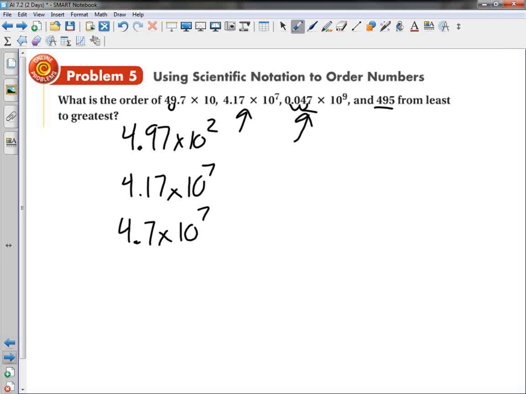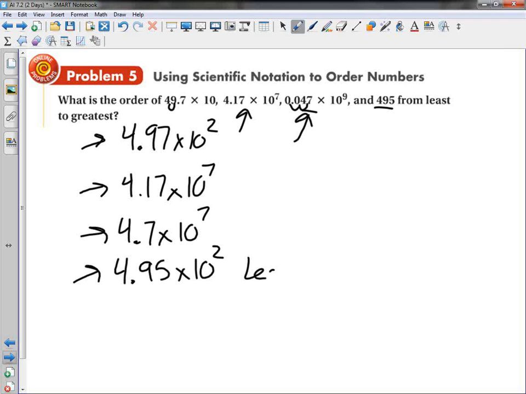And last is 495 in scientific notation. Well, that's going to be 4.95 times 10 to the second power. We moved the decimal place twice. So kind of a similar situation happens here because the top and the bottom both have a 2 as my exponent, and the middle two both have a 7 as exponent. So we just need to order them based on a values after that. Well, it looks like the bottom one is the least.